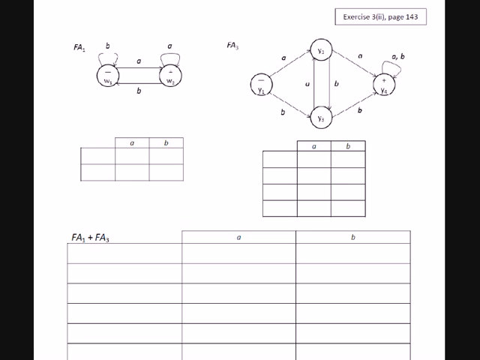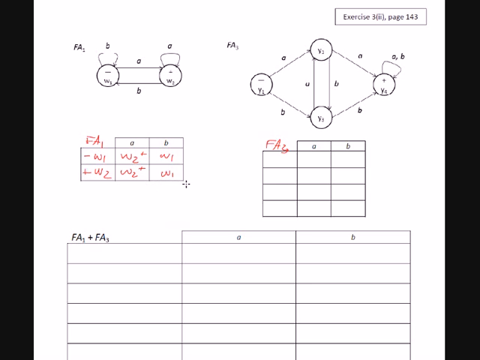This is for FA1, and this is for FA2, FA3. Here we've got W1 and W2. There's a start state and there's an end state. W1 we read an A, we go to W2, which is an end state. W1 we read a B, we stay in W1. W2 we read an A, we stay in W2, which is an end state. W2 we read a B, we go back to W1.